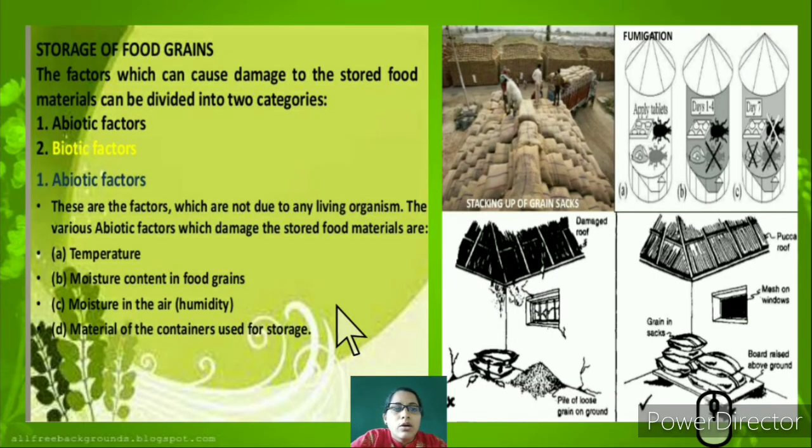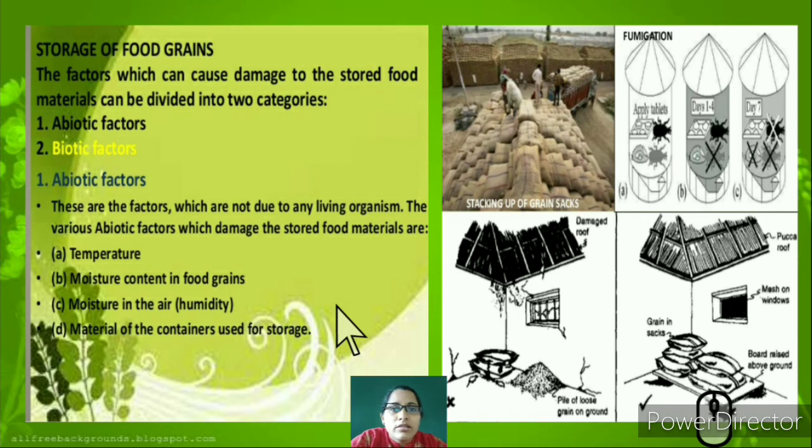So finally, once the crops mature, they will be in huge quantities and need to be stored. So what are the storage conditions for the food grains? You can see that certain factors are required for proper storage, otherwise the grain gets damaged. These factors are abiotic factors and biotic factors which can damage the food crop.